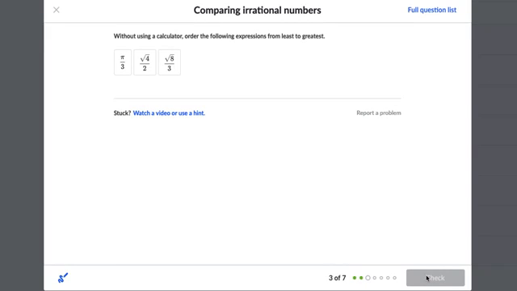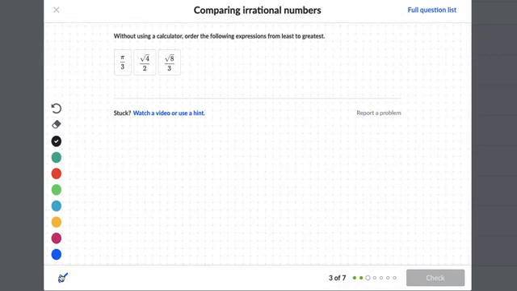Let's try this one on your own first. Without using a calculator, order the following expressions from least to greatest. So go ahead and pause your video. All right, let's take out our pen.